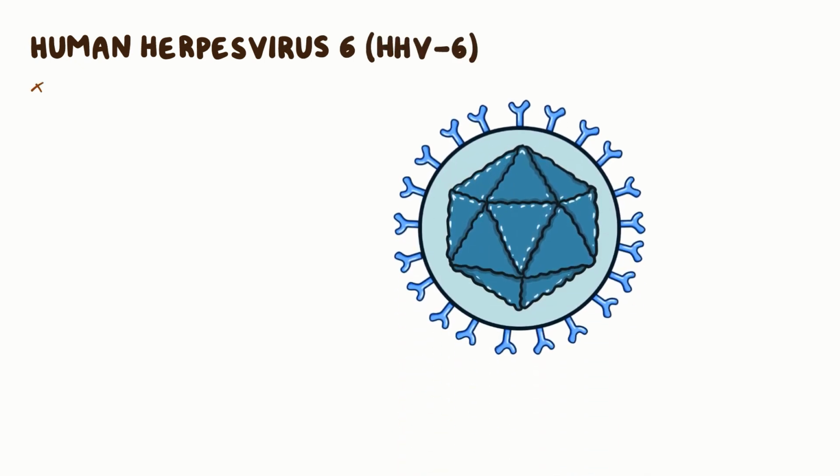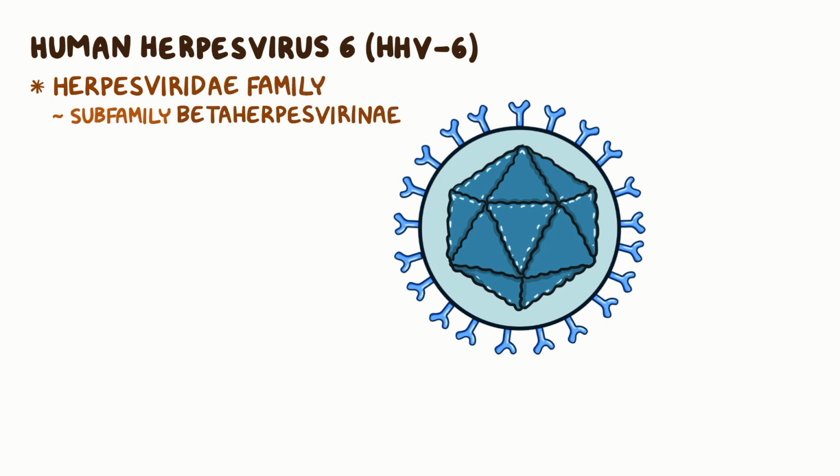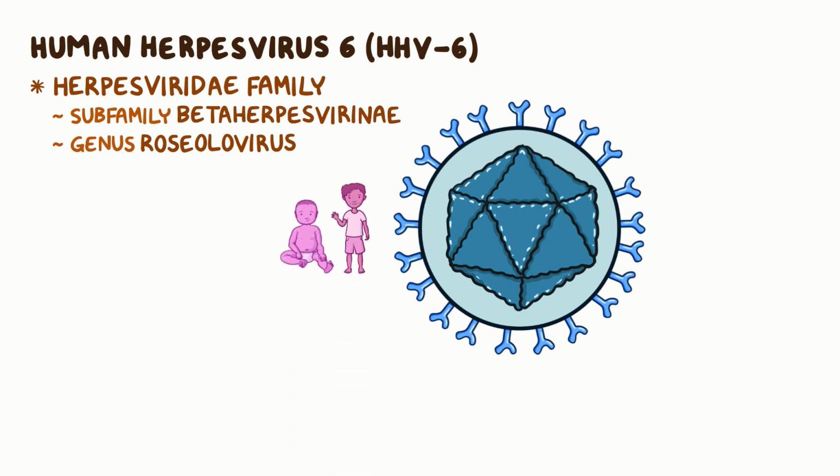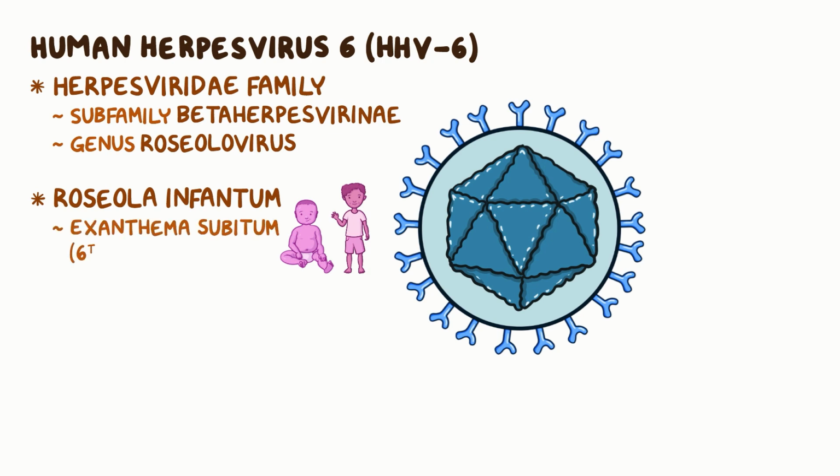Human herpesvirus 6, or HHV6, is a double-stranded DNA virus which belongs to the Herpesviridae family, subfamily Betaherpesvirinae, genus Roseolovirus. HHV6 primary infection is the cause of the common childhood disease called Roseola infantum, also known as exanthema subitum, or sixth disease.